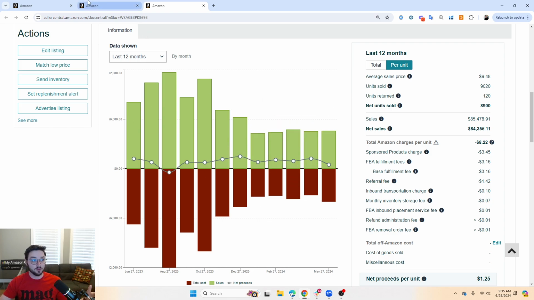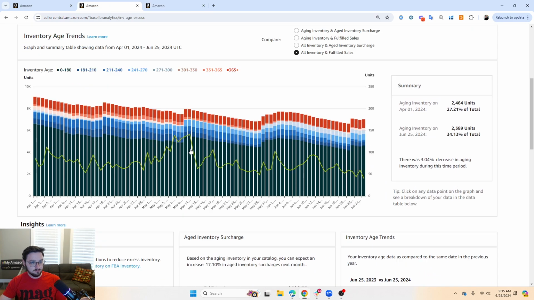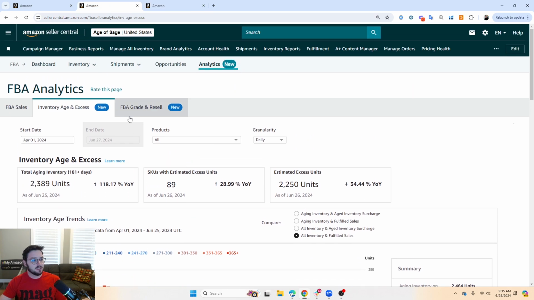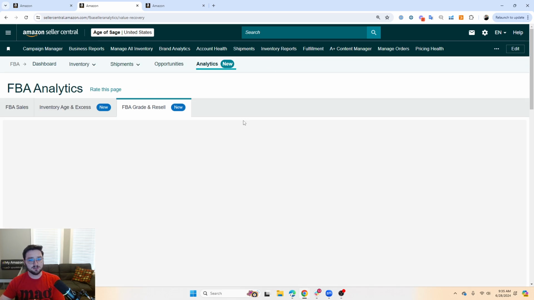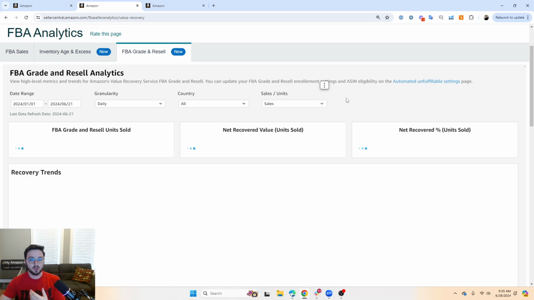Then finally, if we head back here to the FBA Analytics side, they have this new section, FBA Grade and Resell. So FBA Grade and Resell is something that was brought about a couple months back, about a year or so ago, late 2023, with the new automated unfulfillable settings.